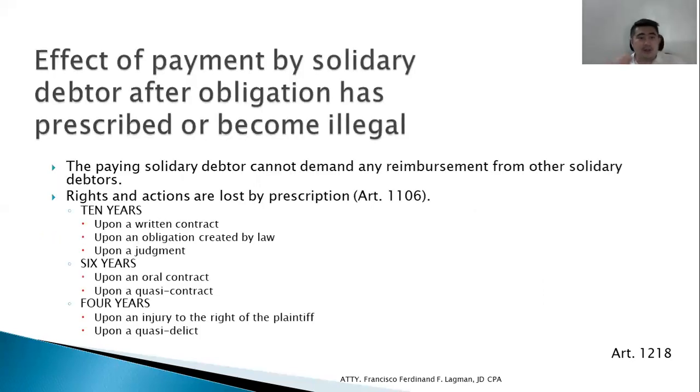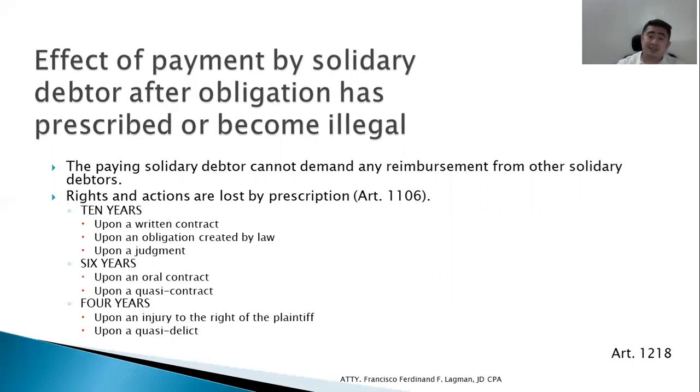So effect of payment by solidary debtor after the obligation has prescribed or become illegal. The paying solidary debtor cannot demand any reimbursement from other solidary debtors. Okay? So ibig sabihin class, paano kung nag-prescribe na yung utang, no? Let's say si A, B at saka si C. They are liable solidarily to D in the amount of 30,000 pesos. Okay? Di ba napag-usapan natin, pag nagbayad si A ng 30,000 pesos kay D, pwede siya humingi ng reimbursement kay B at saka kay C na magkano? Tig 10,000 pesos.